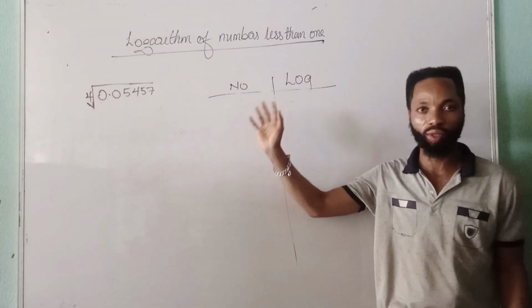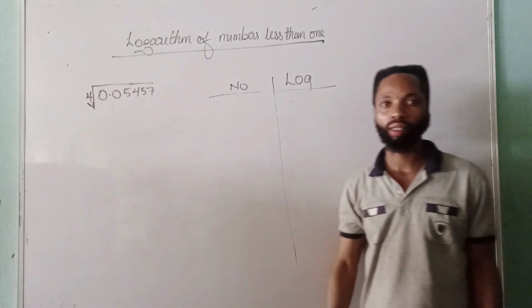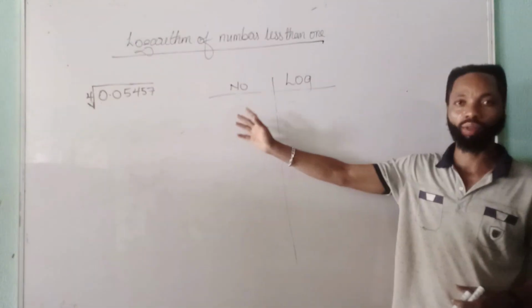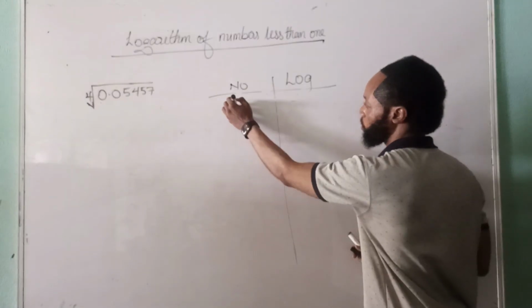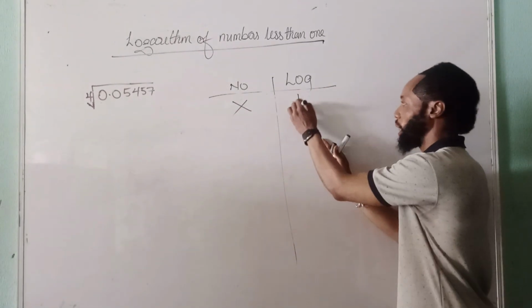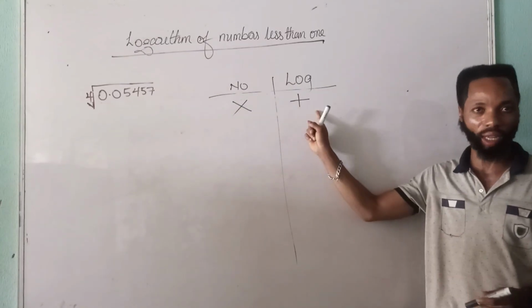Numbers less than 1 today. We have the first example we're looking at here. But before we go to that, there are some things I want us to look at, the relationship between numbers and log. Now, if you have a case of multiplication in number, under log will be what? Will be addition. That is, multiplication under number is addition under log.